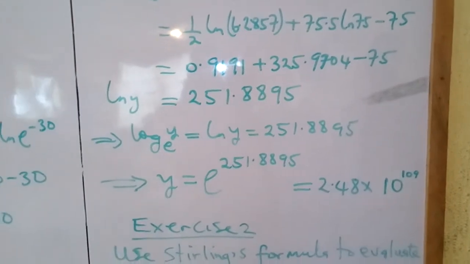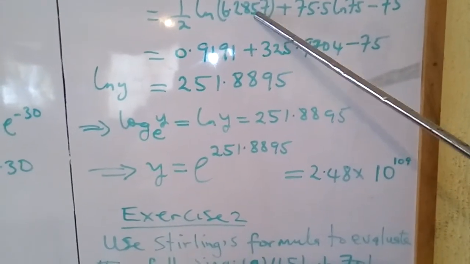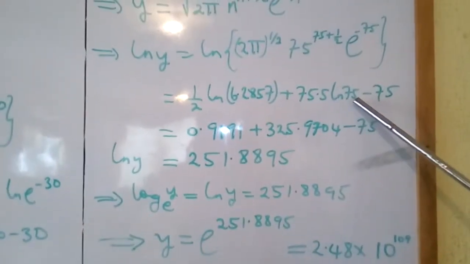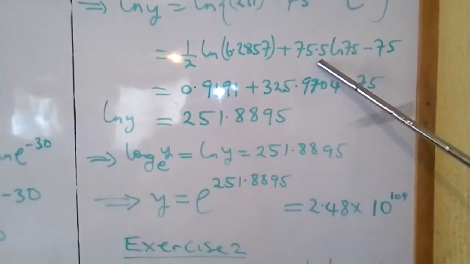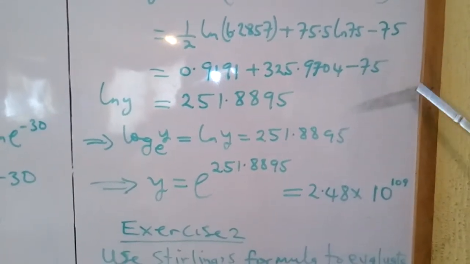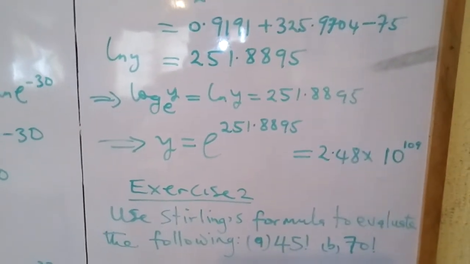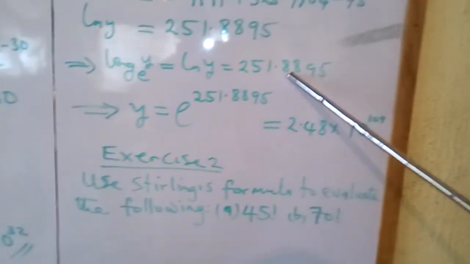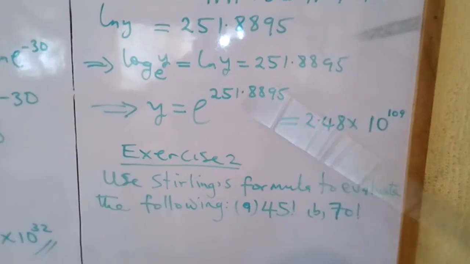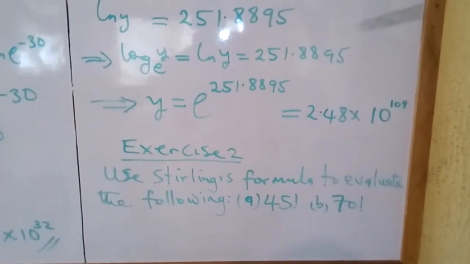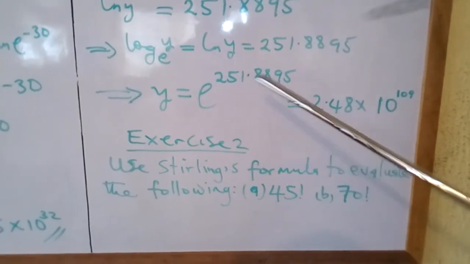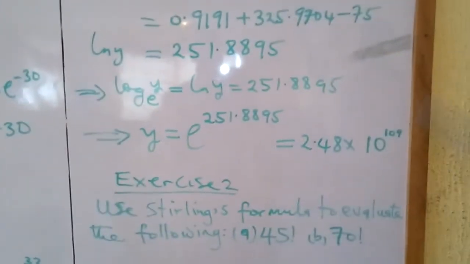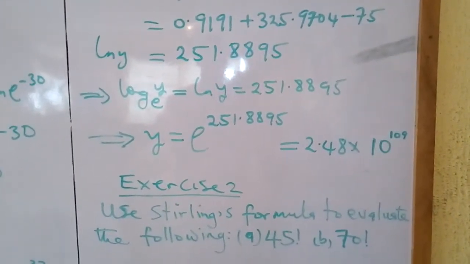We have minus 75. And so take the ln of this and divide by 2, we have 0.9191. Then we have the same thing, take the ln of this, multiply by 75.5, we have 325.9704 minus 75, and the value is 251.8895. That means that the log of y to base e is 251.889. That means y is equal to e raised to power 251.8895. Use your calculator, take the exponential of this. You are going to have 2.48 times 10 raised to power 109. That gives you the approximate value of 75 factorial.